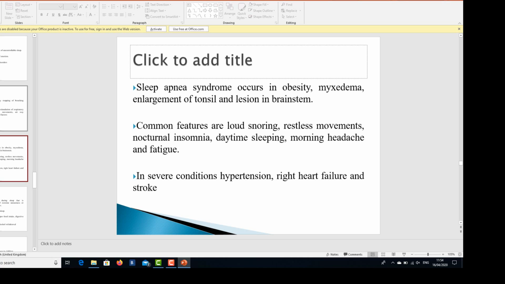The common features are loud snoring, restless movements, nocturnal insomnia, daytime sleeping, morning headache, and fatigue. In severe conditions, hypertension, right heart failure, and stroke.